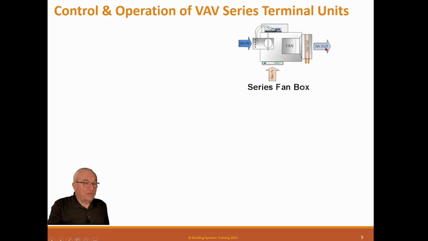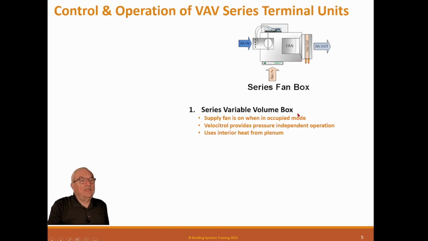That's why we have series boxes, to tell you the truth. So if you have a space on a VAV system that needs a pressure differential and can't vary the flow, then they use a series box, right? So you can actually put a constant volume. Okay, let's look at this.